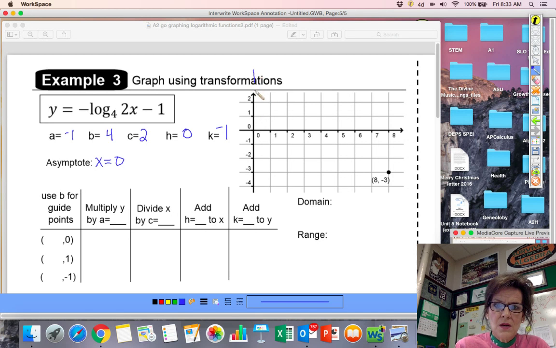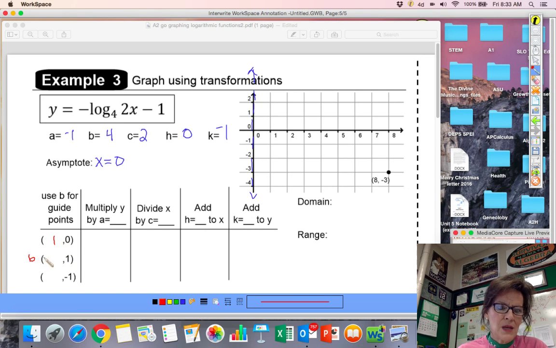So if you want to, you can come right down here on the y-axis and put your asymptote at x equals 0. I think this time I'll change colors. Let's go with the red. That'll show up nicely. And remember our guide points. We have (1, 0).